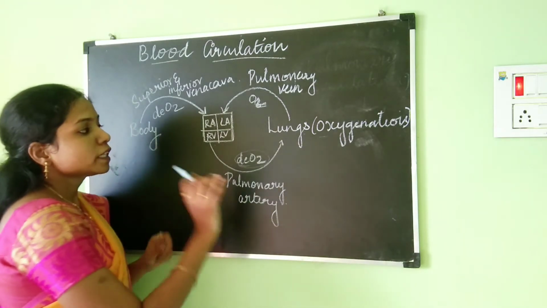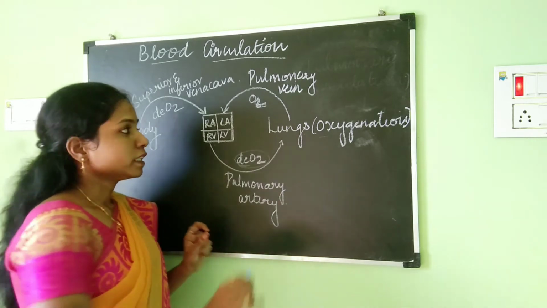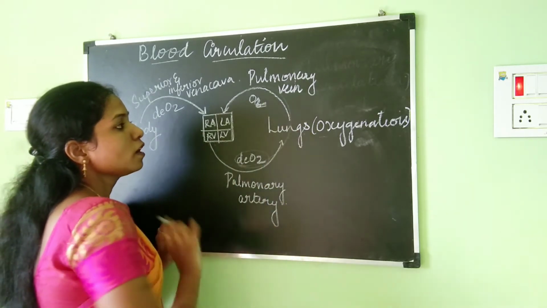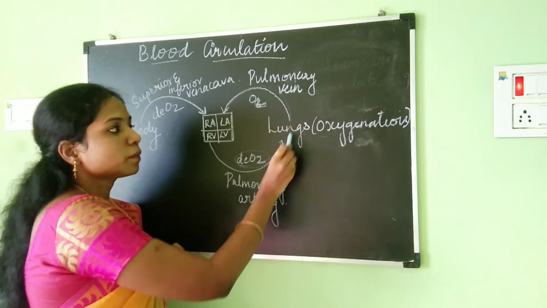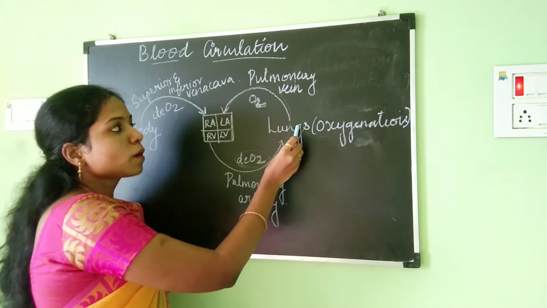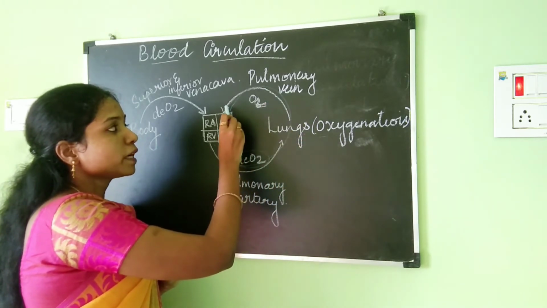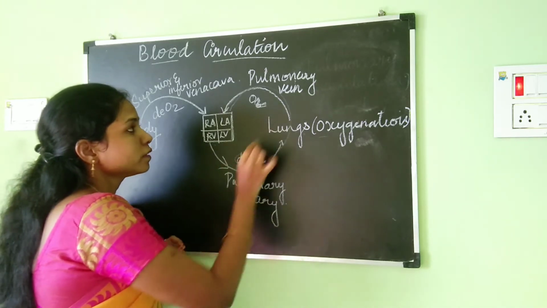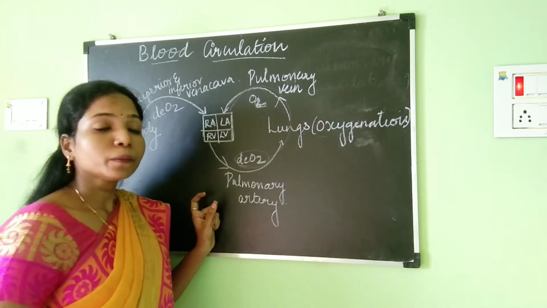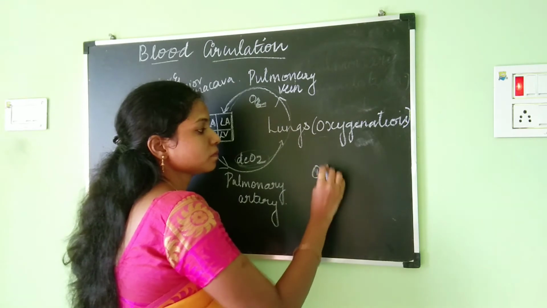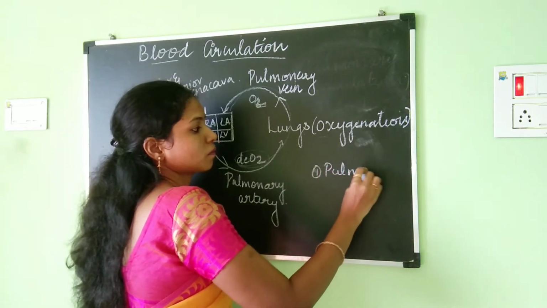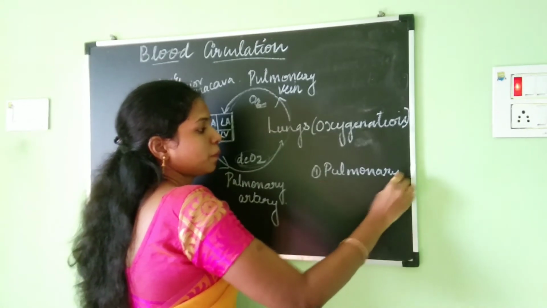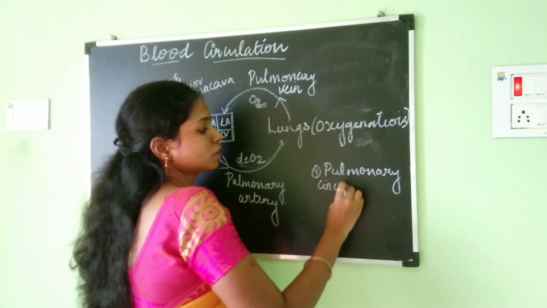Okay. So now here if you see this cycle, from the right ventricle, the blood goes into the lungs, and from the lungs, the oxygenated blood enters back into the left auricle. This is known as pulmonary circulation.